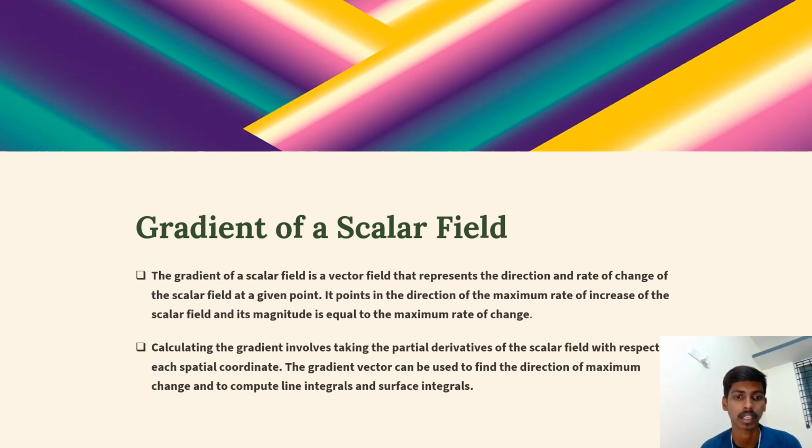Calculating the gradient involves taking the partial derivatives of a scalar field with respect to each spatial coordinate. The gradient vectors can be used to find the direction of maximum change and to compute line integrals and surface integrals.